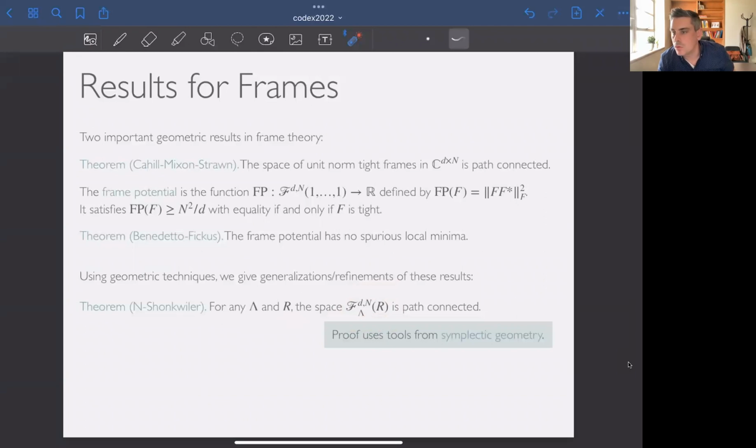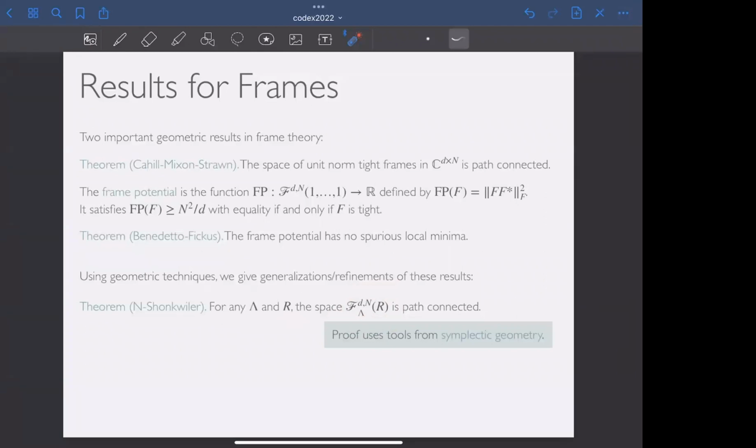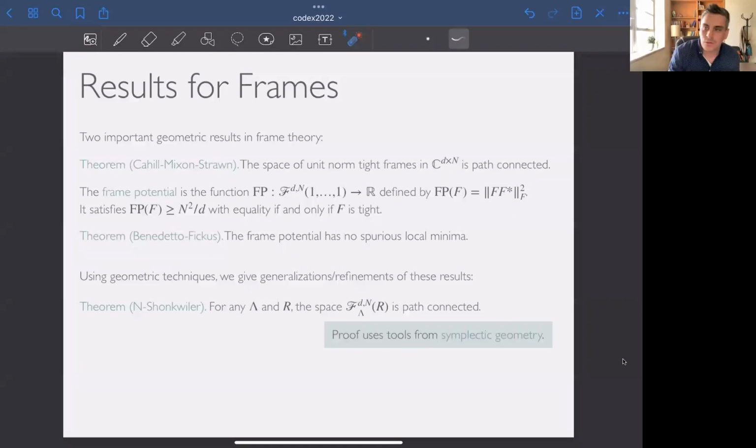And are you always only considering the complex case? Yes. This row is considering the complex case for reasons that will become apparent in a couple of slides. Thanks.